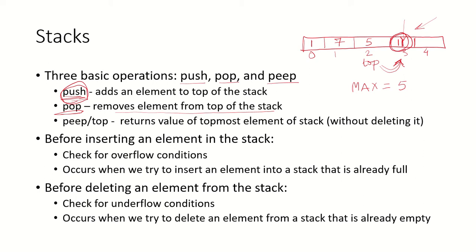So again this would be removed and top would be decreased to now point to the next top element of the stack. Another operation is peep or top, which returns the value of the topmost element of the stack. So if this is the current scenario of the stack, then doing a peep operation will return a value 5. By returning a value means that it is giving the value of the top element. It is not deleting it. It is simply showing that the topmost element of the stack is 5.